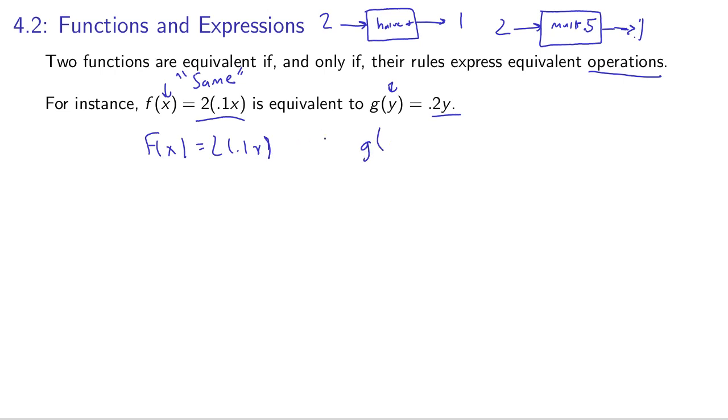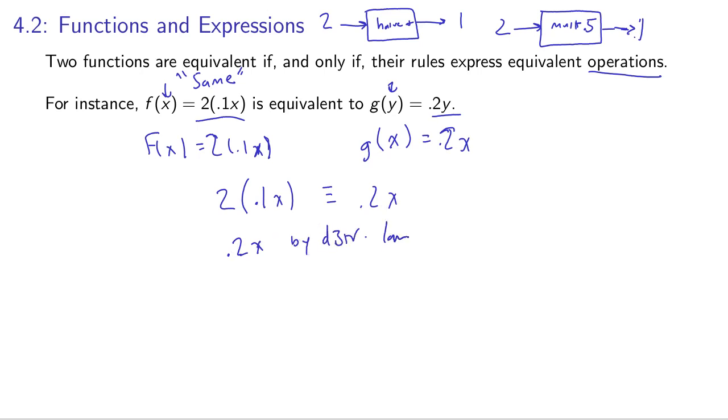So if I say, let's give g the same input letter, that'll help us out here. Okay, so here we have f of x is 2 times 0.1x. And we can show that 2 times 0.1x is equivalent to 0.2x using the distributive law. 2 times 0.1 is 0.2x. So that proves that it's the same for all values of the variables.